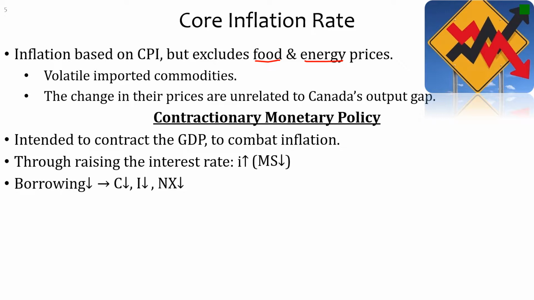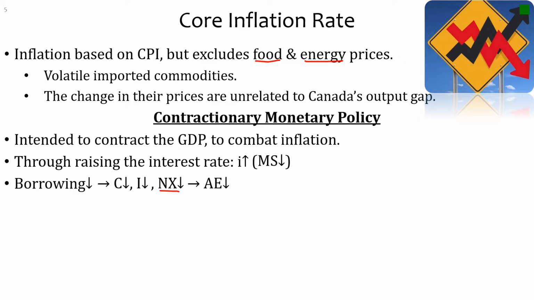Our currency is going to appreciate. If our currency appreciates, our exports are going to drop. Our imports are going to rise because it's easier for us to buy from them. It's harder for them to buy from us. Anyway, the net effect of all that is that net exports will drop. And all of these together will result in less aggregate expenditure.